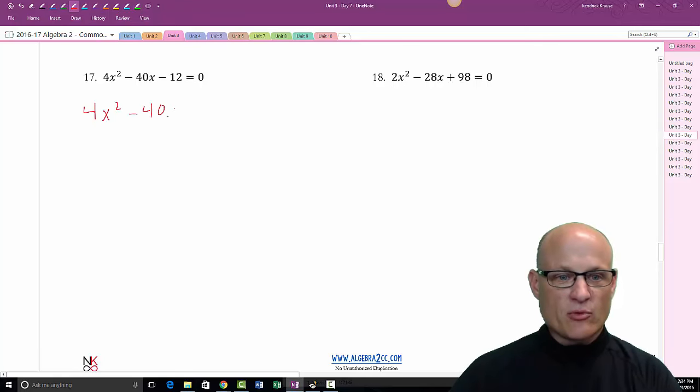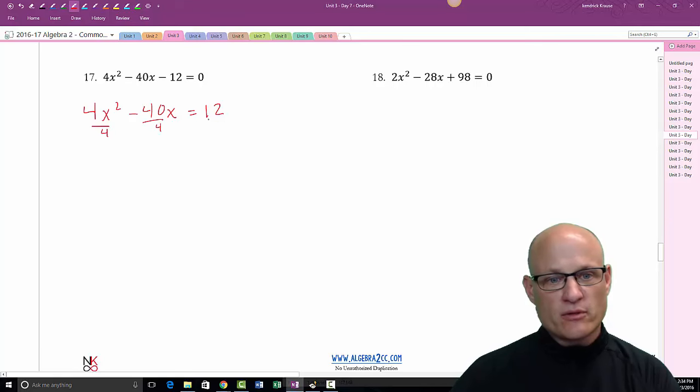Now, I'm not ready to write this one with boxes yet because I still have to get rid of that silly 4. So I'm going to divide by 4. Divide by 4, divide by 4. And now I'm going to get x squared minus 10x plus square. That's that c value we're going to add, equals 3 plus square.